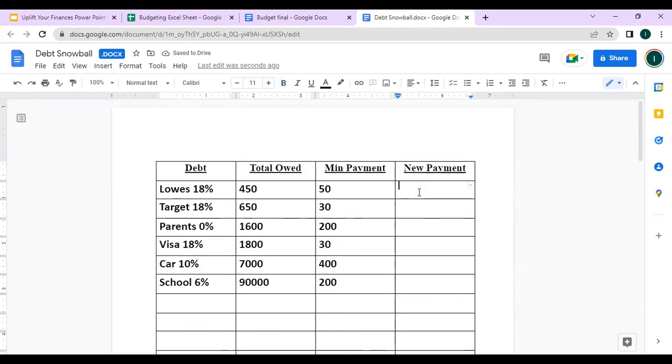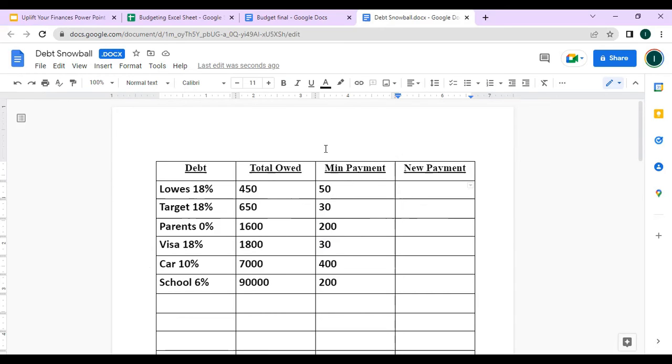So the way that Snowball works is, again, you're going to list your debts from smallest to largest, and this is after you do your budget, which is what I showed you before. By doing that budget, you're going to figure out how much extra income you have to put towards this. So for example, let's say this person did his budget and he has $200 to spare after listing everything.